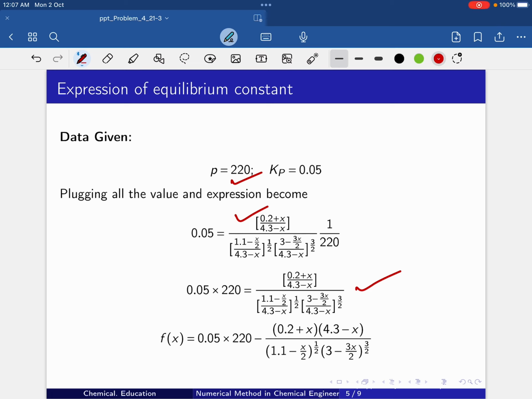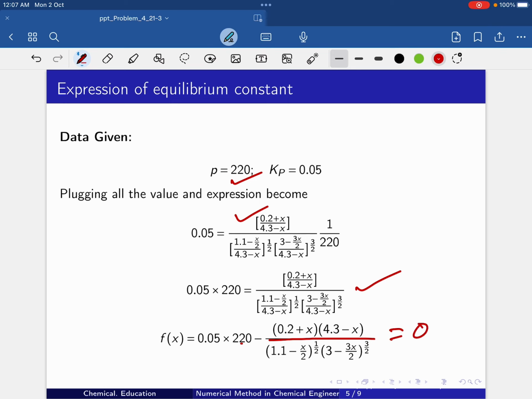So 0.05 into 220 in this, and then again if we simplify and take everything to the left-hand side, f of x is equal to 0.05 into 220 in that numerator, 0.2 plus x into 4.3 into x, and 1.1 minus x by 2 to the power half, 3 minus 3x by 2, 3 by 2. So that is the equation that will become 0.